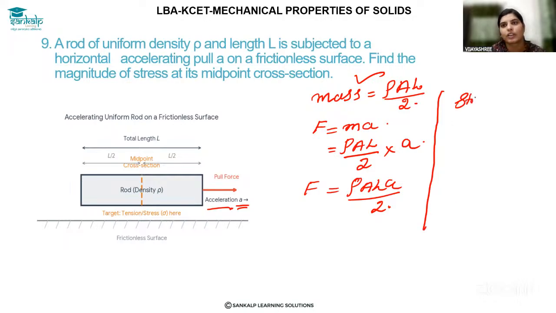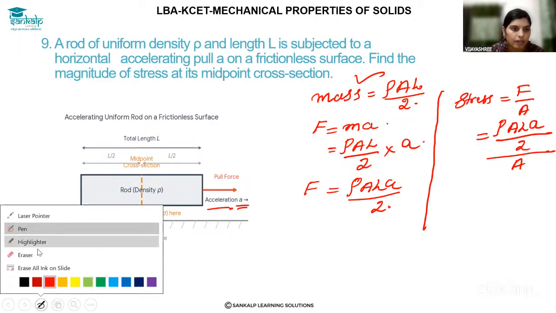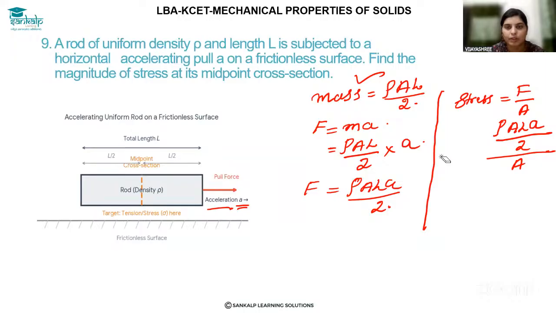Stress is equal to force divided by area. So what is force here? Force is rho into A into L into acceleration divided by 2, divided by area. Area is A. Cross section area remains the same. Even if you cut the rod, the cross section area remains the same. So simplify this. Cancel out A and A.